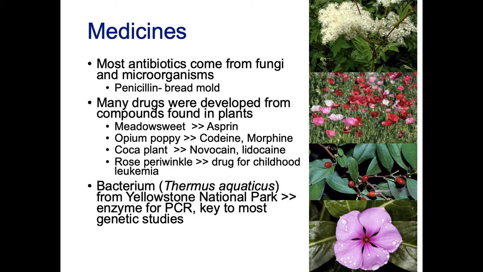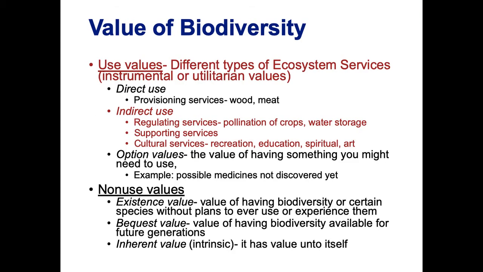Also, sometimes we make really interesting new inventions that also can be important for medicines. There's a bacterium in Yellowstone National Park that has the enzyme for PCR. So we would probably not know very much about genetics if somebody hadn't discovered this important enzyme that this bacterium has in Yellowstone National Park.